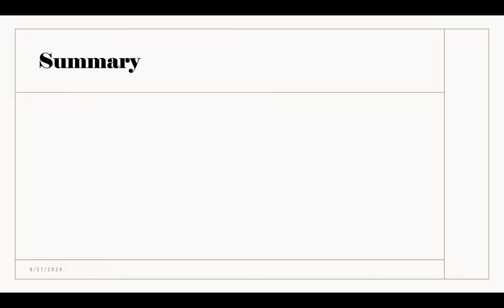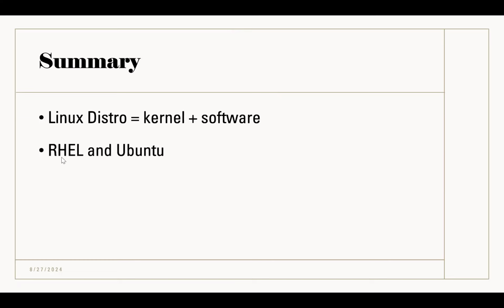Cool. Let's recap what we have learned till now. As I mentioned, a Linux distribution is the Linux kernel and a collection of software that together creates an operating system. RHEL, Red Hat Enterprise Linux, and Ubuntu are the two most popular distributions used in industry. If you want to experience Red Hat Enterprise Linux without paying any license, you can choose Alma Linux or Rocky Linux.